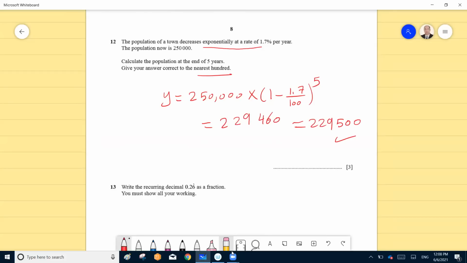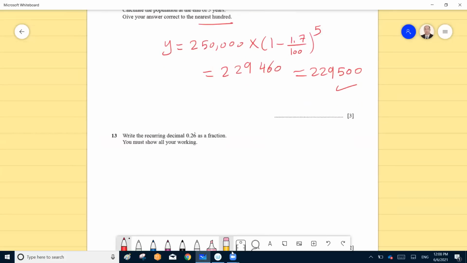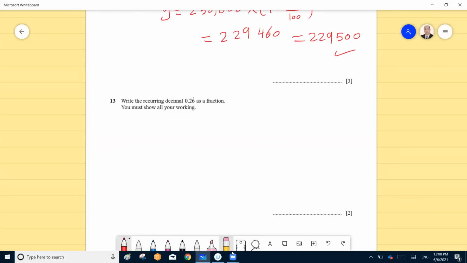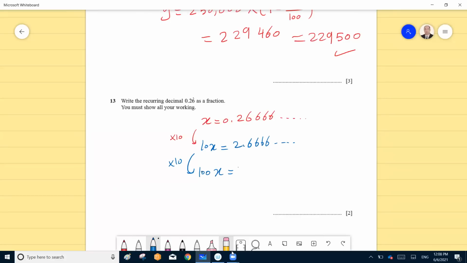Right, the recurring decimal 0.26 recurring as a fraction. You must show your working. Name the number x and write it. 0.26 recurring means many sixes without end. Just multiply this equation by 10. You will get 10x equals 2.6 recurring without end. Multiply it again by 10 and it will be 100x equals 26.666 and so on. Once you get two equations with the same recurring part, just subtract.